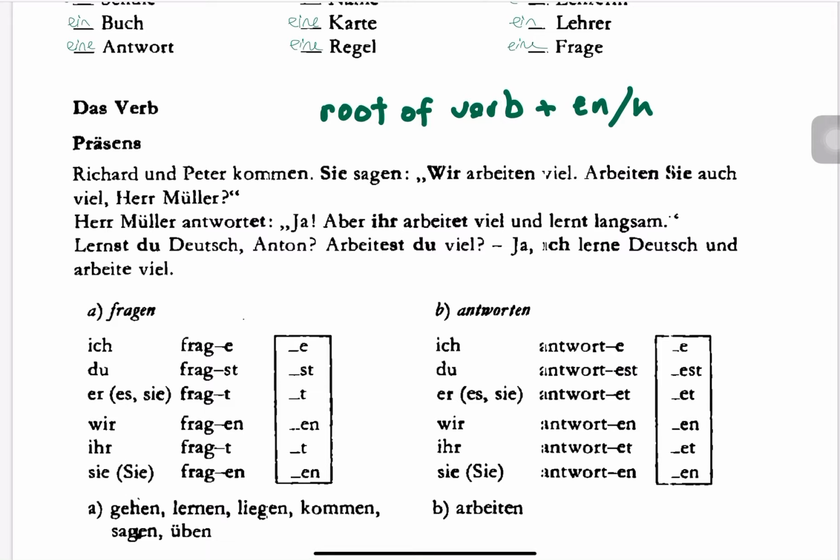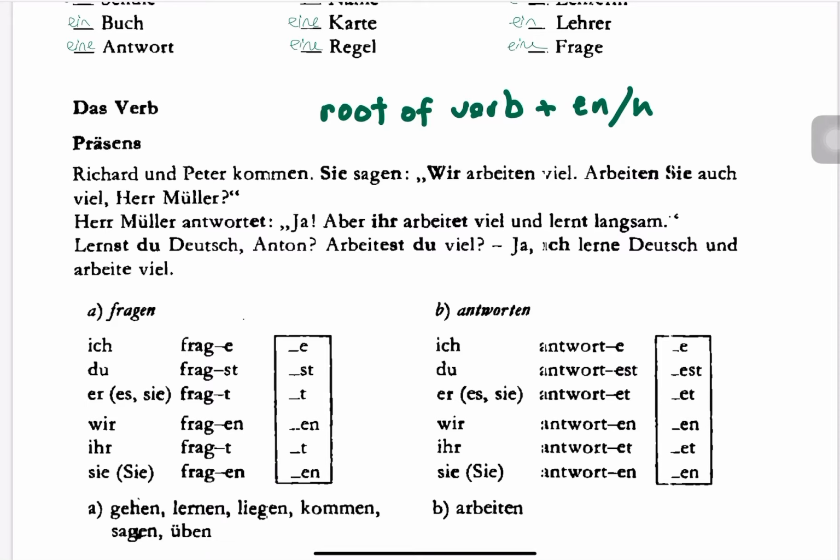Aber ihr arbeitet viel, but you work a lot, und lernt langsam, and learn slowly. Lernst du Deutsch? Do you learn German, Anton? Arbeitest du viel? Do you work a lot? Ja, ich lerne Deutsch. Yes, I learn German und arbeite viel, and work a lot.